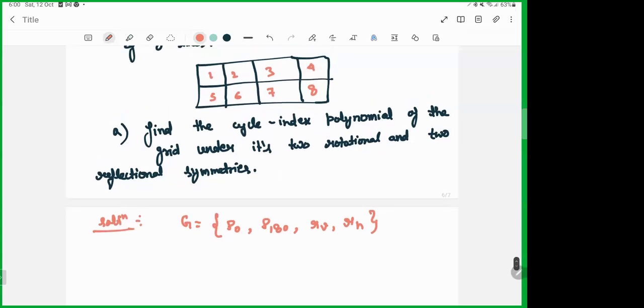Can we not apply the rotation and then the reflection? But it is given under its 2 rotational and 2 reflectional symmetries. It has only 2 rotational symmetries and 2 reflectional symmetries. Okay. Because it's defined only this way. So can you think now?